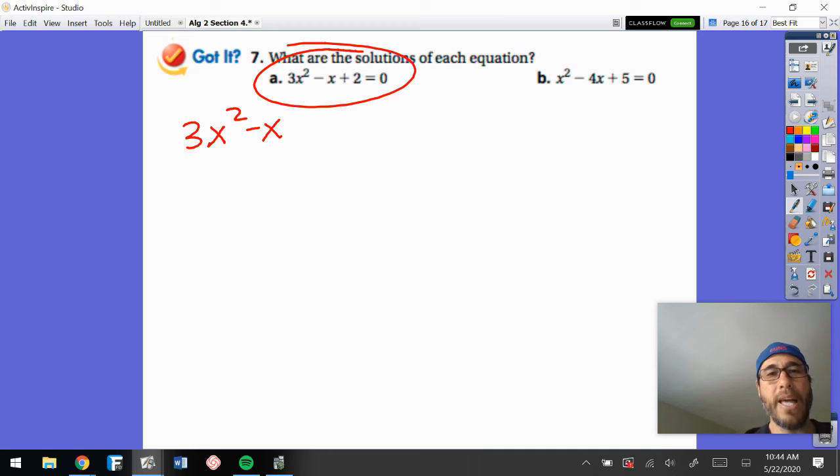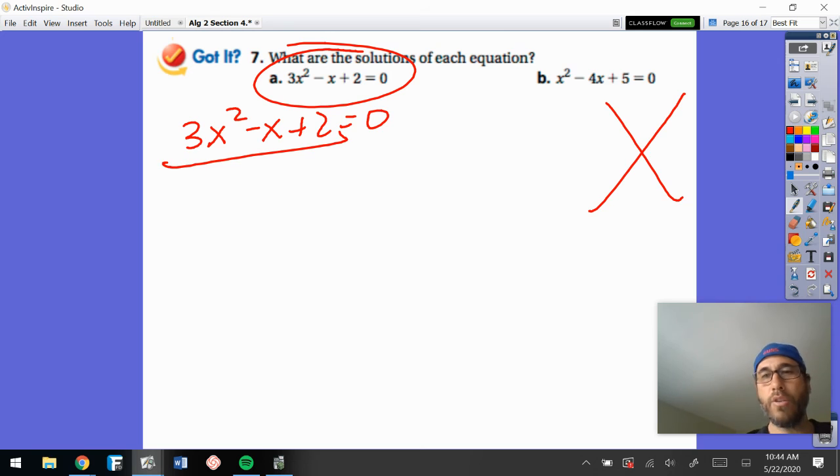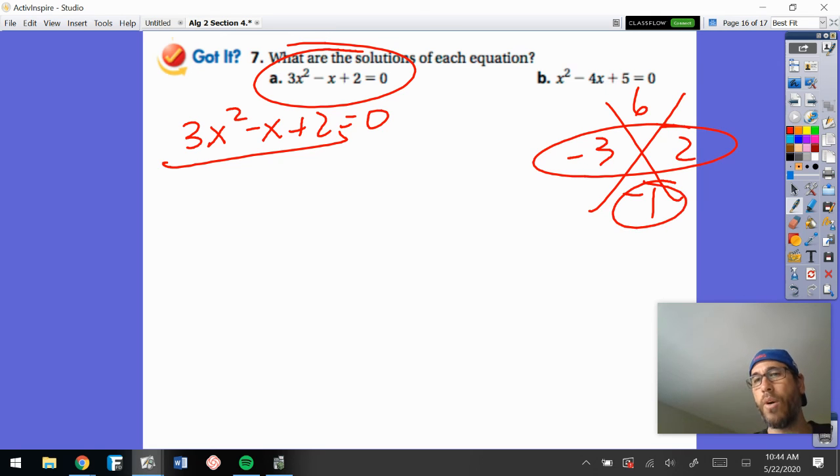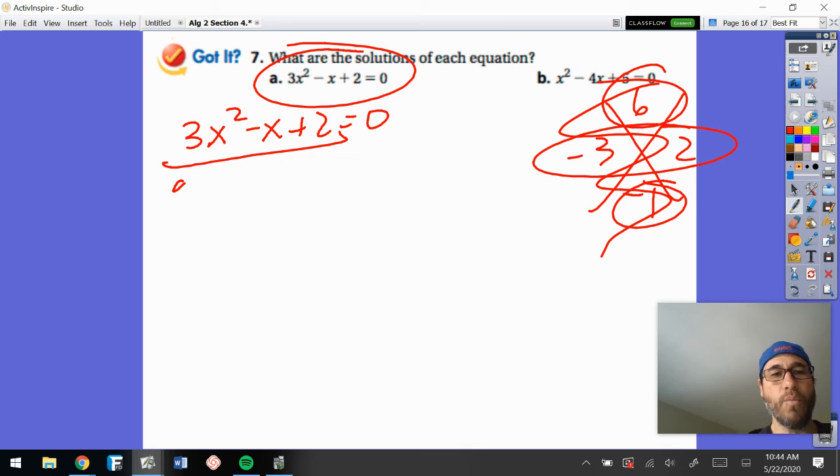Let's find those solutions. 3x squared minus x plus 2 equals 0. Once again, 3 times 2 is 6. Ooh, that looks like it works for sure. That's a negative 3 and a 2. That gives me a negative 1, but it does not give me a positive 6. It doesn't work. Remember, if it doesn't work, we have to use the quadratic formula.